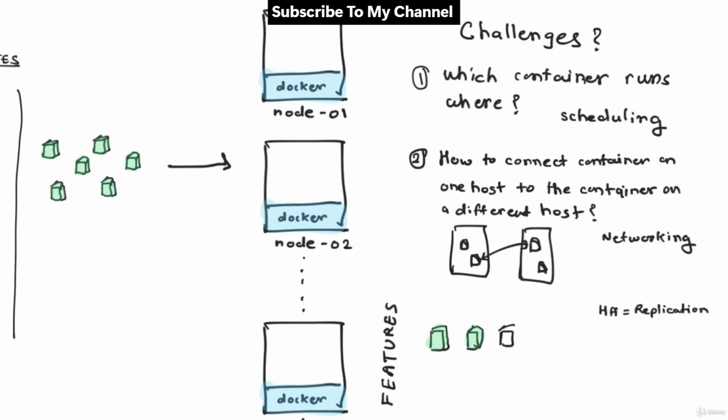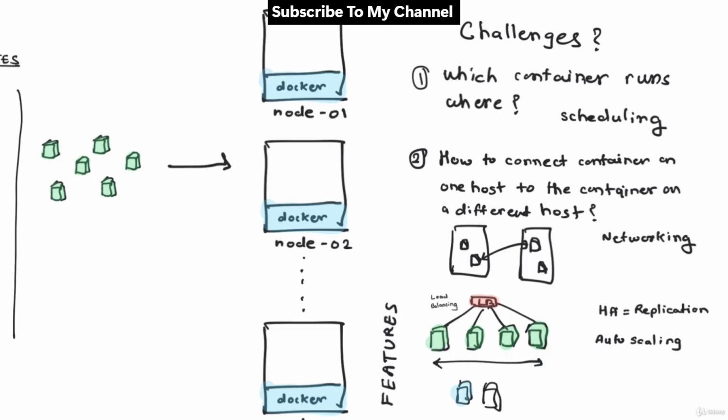Apart from that, you might desire certain features such as high availability, in which case you might have to deal with replication. You may want to scale your application, so auto scaling. Once you have multiple replicas, how do you connect to those? How do you distribute your traffic is where the next problem is the load balancing, or next feature you may need in your environment is load balancing. We're talking about these additional features.